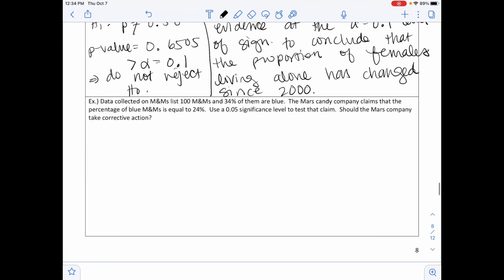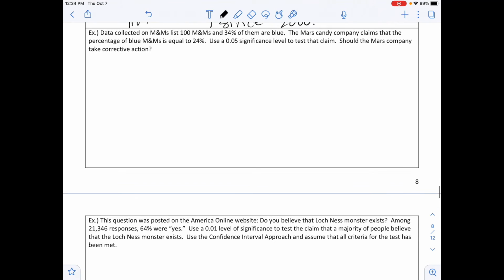So the next example that we have on this page says data collected from M&Ms list 100 M&Ms and 34% of them are blue. The Mars Candy Company claims that the percentage of blue M&Ms is equal to 0.24 or 24%. Use a 0.05 significance level to test the claim. Should the Mars Company take corrective action? And so this one does not state that the testing criteria has been met.